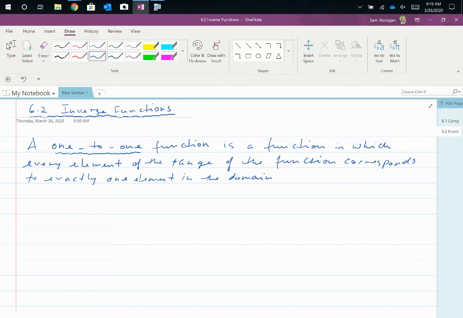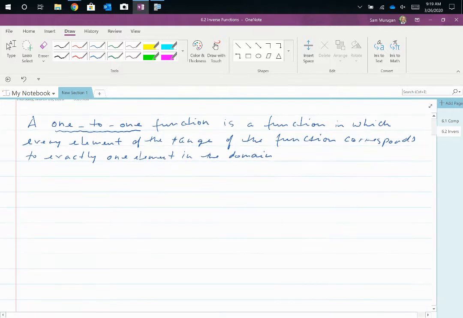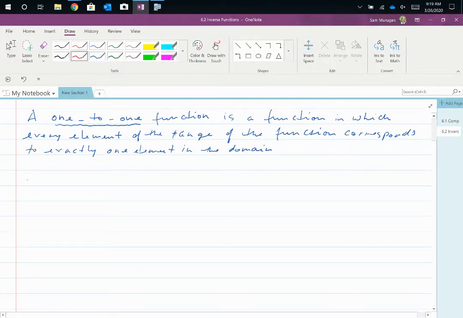Another way of saying this is that it has exactly one x value for every single y value. In other words, the values are unique. We're going to look mostly at how to determine one-to-one functions from a graph.